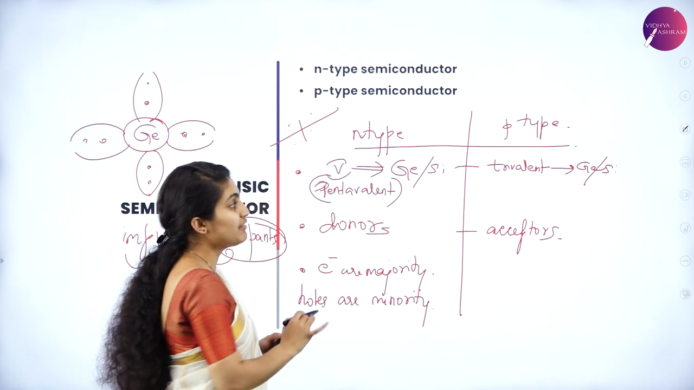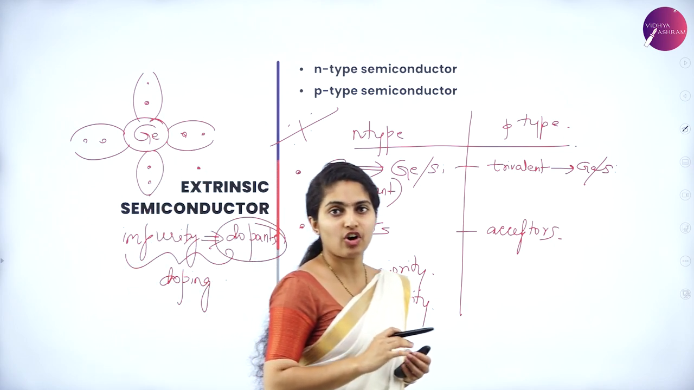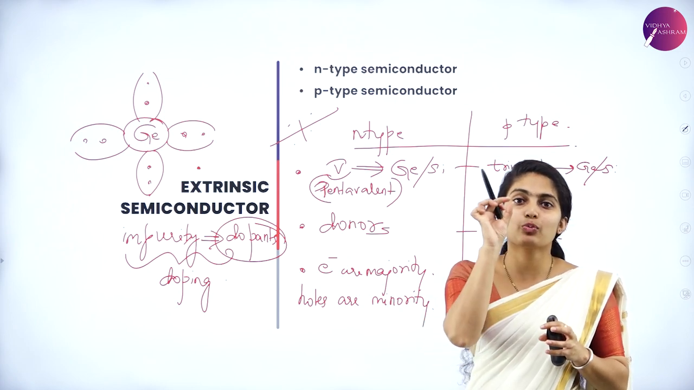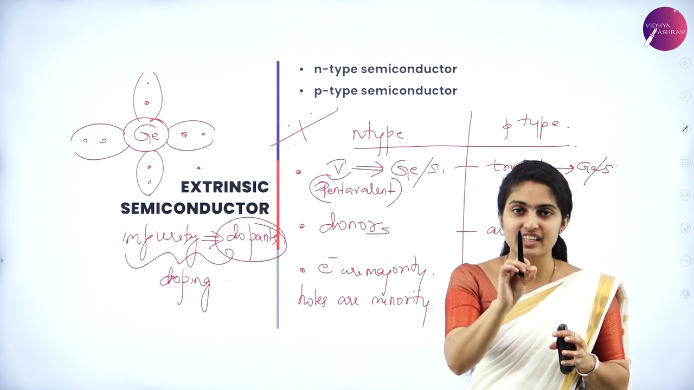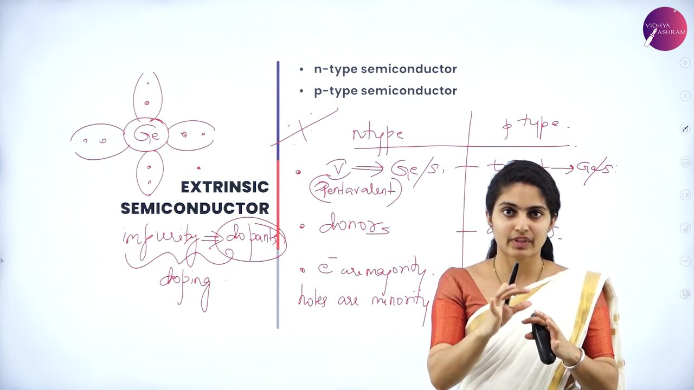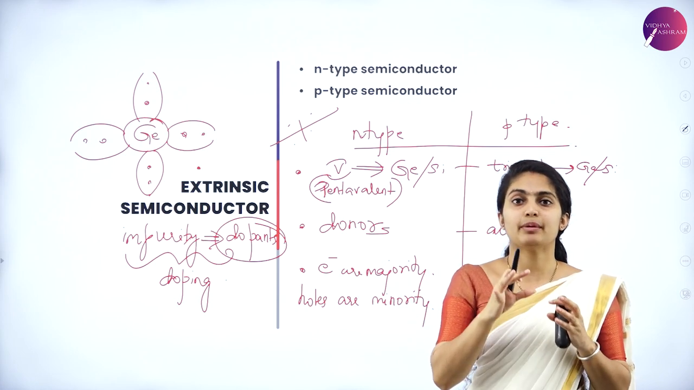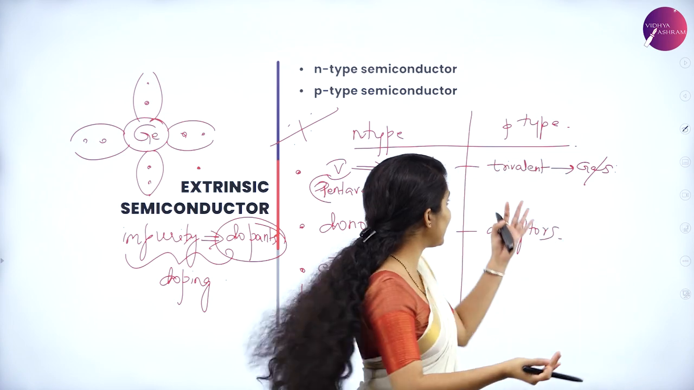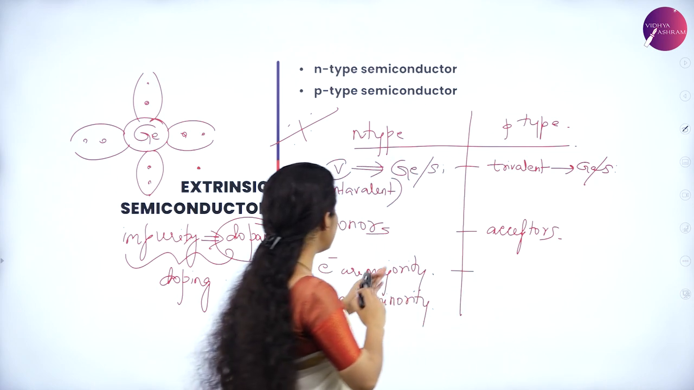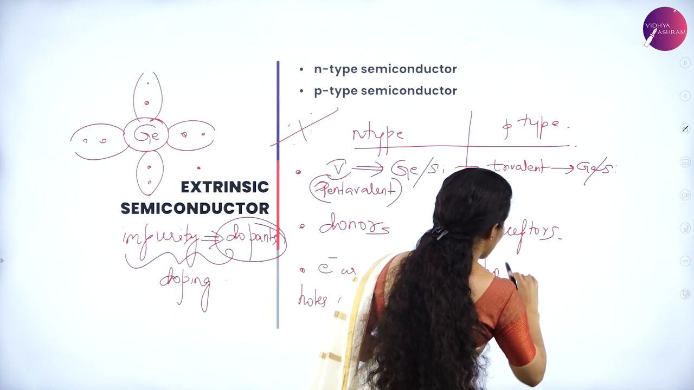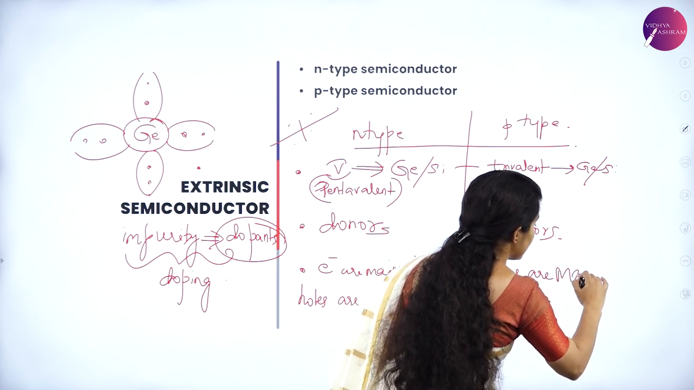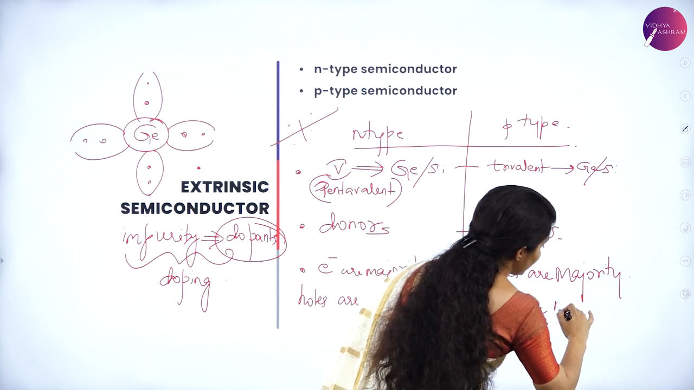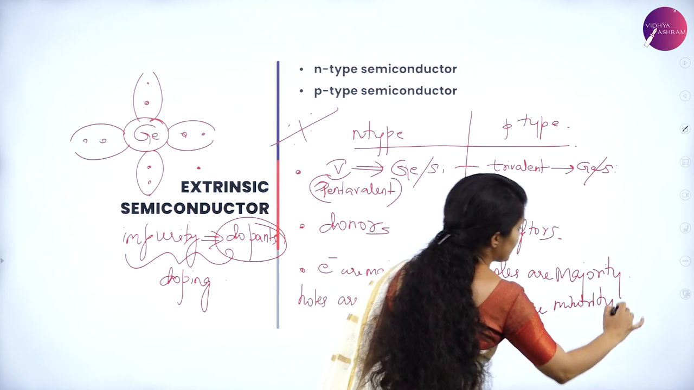But in case of trivalent impurities added to germanium or silicon, only three electrons will be bonded over there, but one space will be vacant, creating a hole, just for one germanium, right? Likewise, there are many germanium atoms for which the holes are more. That means in P-type semiconductors, holes are majority charge carriers, whereas electrons are minority charge carriers.